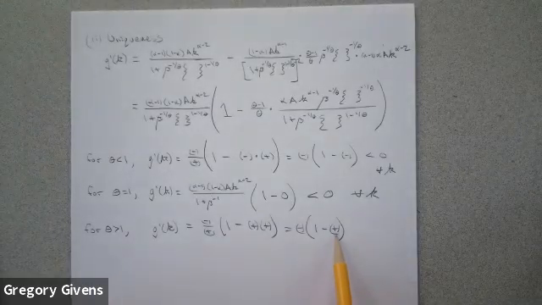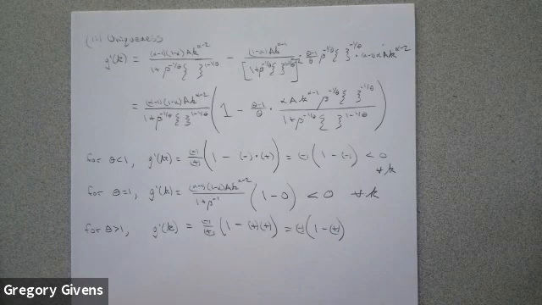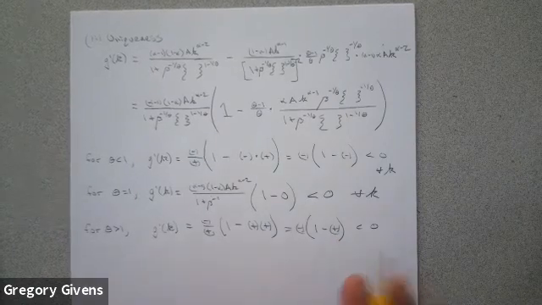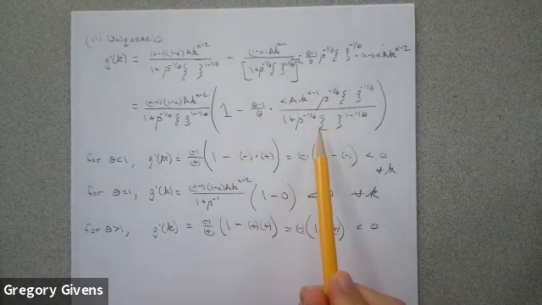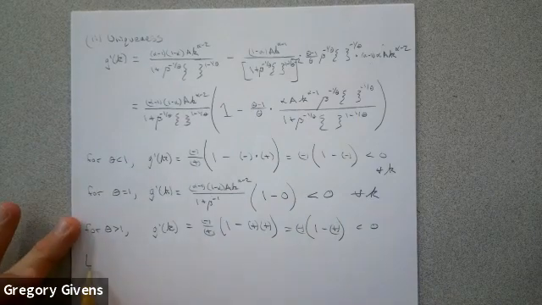Is this positive number bigger than or less than 1? Hopefully, it's less than 1, right? If it's less than 1, then the whole thing is less than 0, right? If it's greater than 1, then it's a negative times a negative, and we get g prime as positive, and we're screwed. So what we've got to do is prove that this right-hand side term here is actually less than 1. Can we do that? Well, we can.